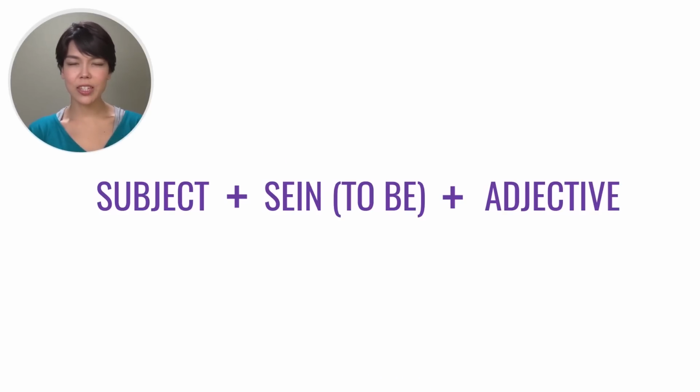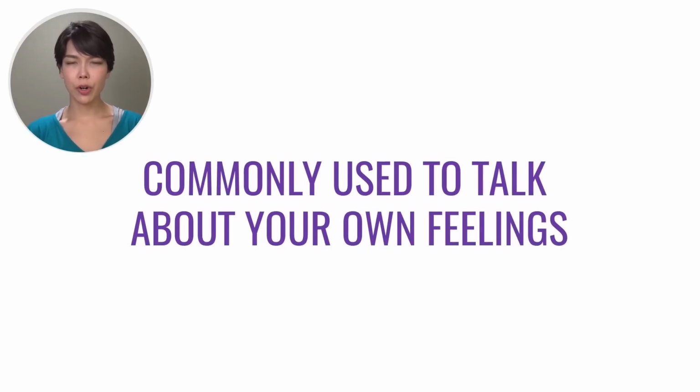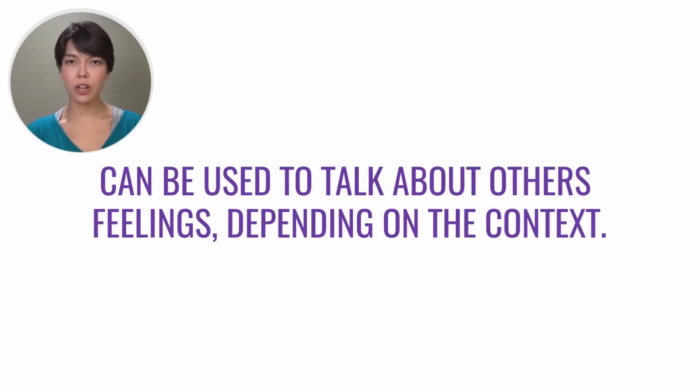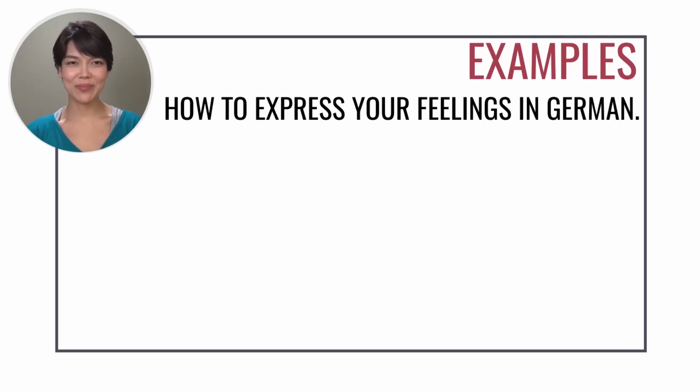To express emotions in German, usually the subject is followed by the verb sein, to be, and then the adjective. This verb is commonly used to talk about your own feelings, but can be used to talk about others' feelings depending on the context. Let's do some examples so you can learn how to express your feelings in German. Let's start on a positive note.